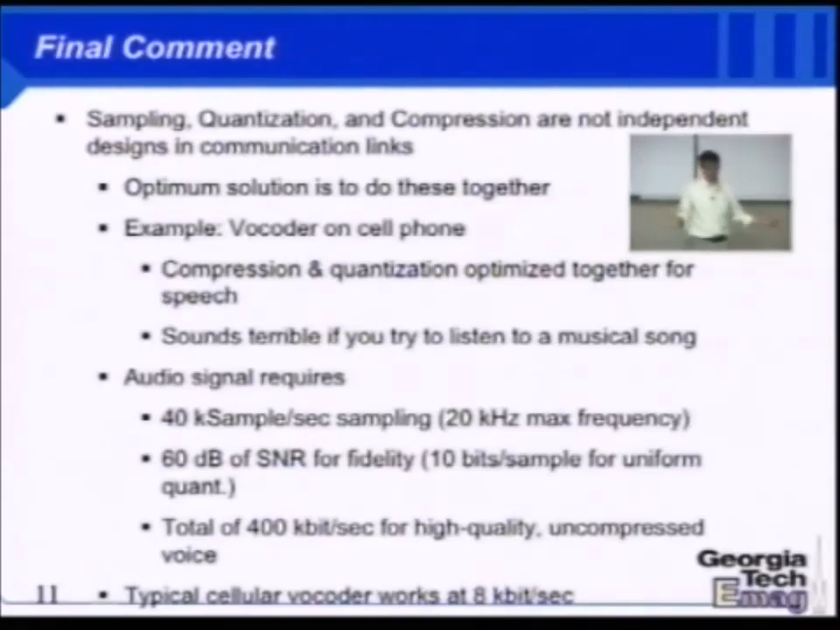Sometimes it's just more straightforward to use a uniform linear quantizer, a compander if necessary, sample independently, and then use something like the Lempel-Ziv algorithm or run length encoding to reduce your data set.